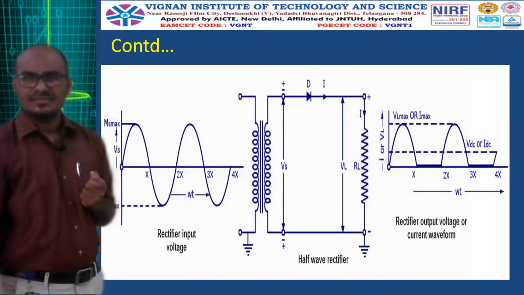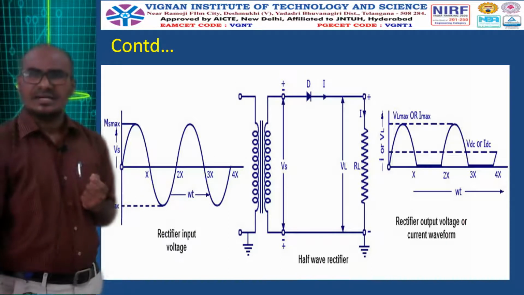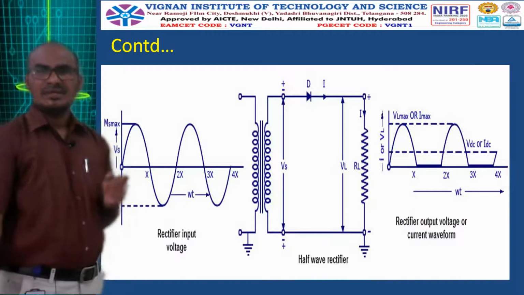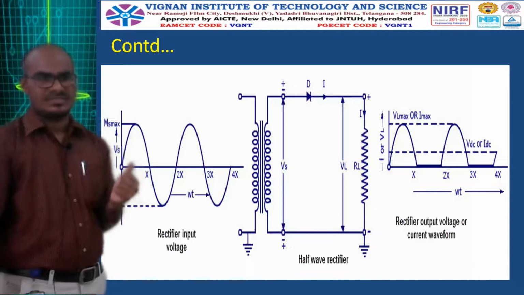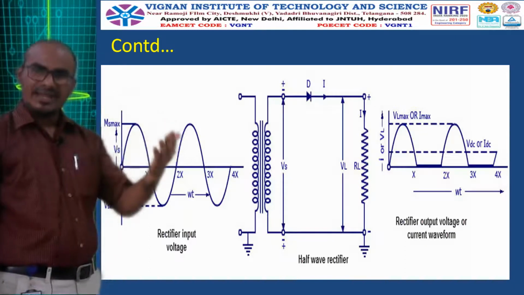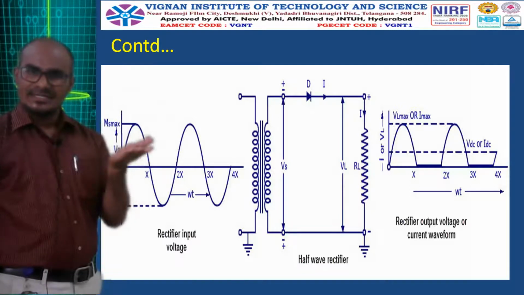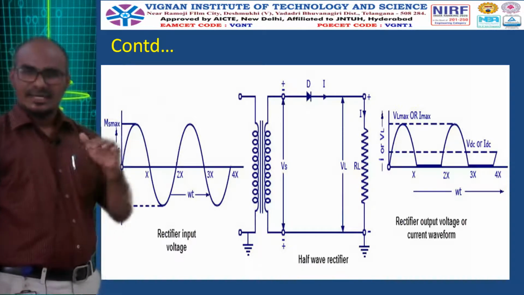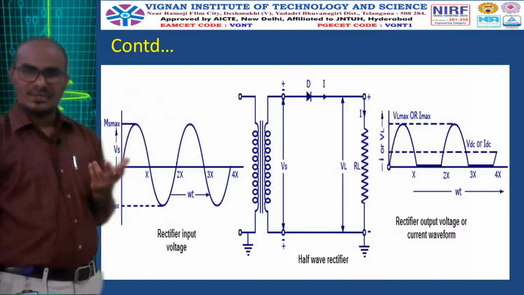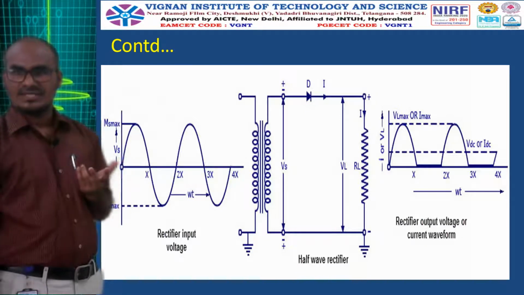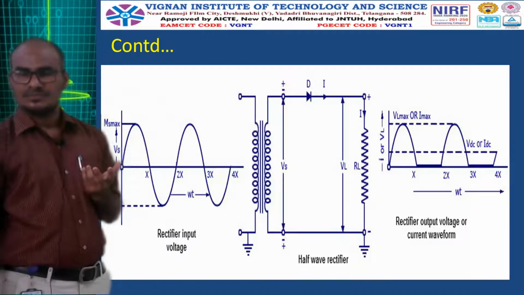The supply is negative. That means the negative terminal of the battery is connected to the P side of the diode, and the positive terminal is connected to the N side of the diode, so that the diode is getting reverse biased. When the diode is reverse biased, the diode will be acting like an off switch. That means its resistance will be very high and it will not allow any current to pass through it. Hence, the net current flowing in the circuit is 0. That is, I is 0, and the voltage drop is also 0. Because current is 0, I into RL also will be 0. So from x to 2x, it is 0.